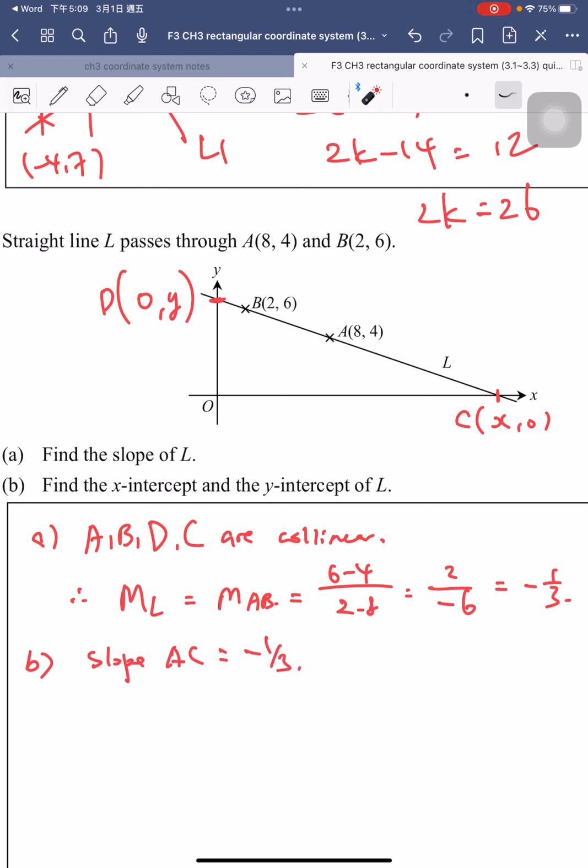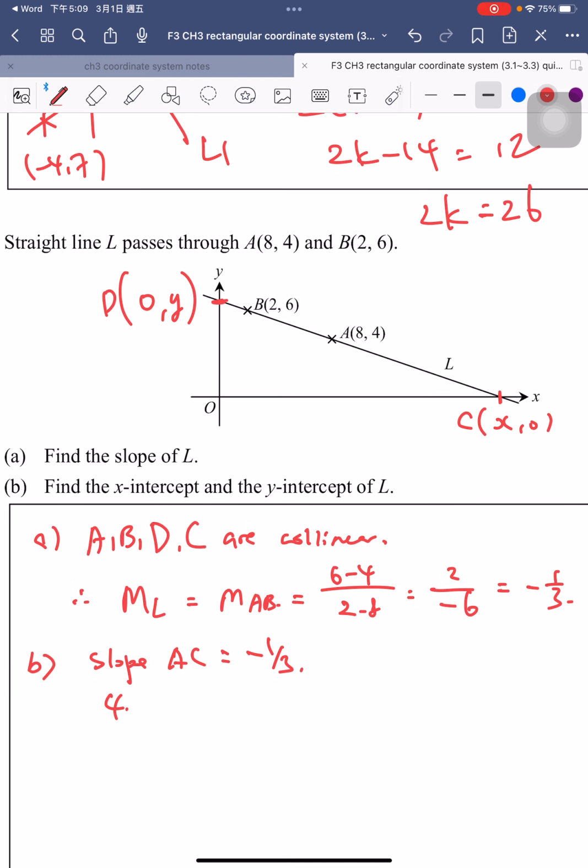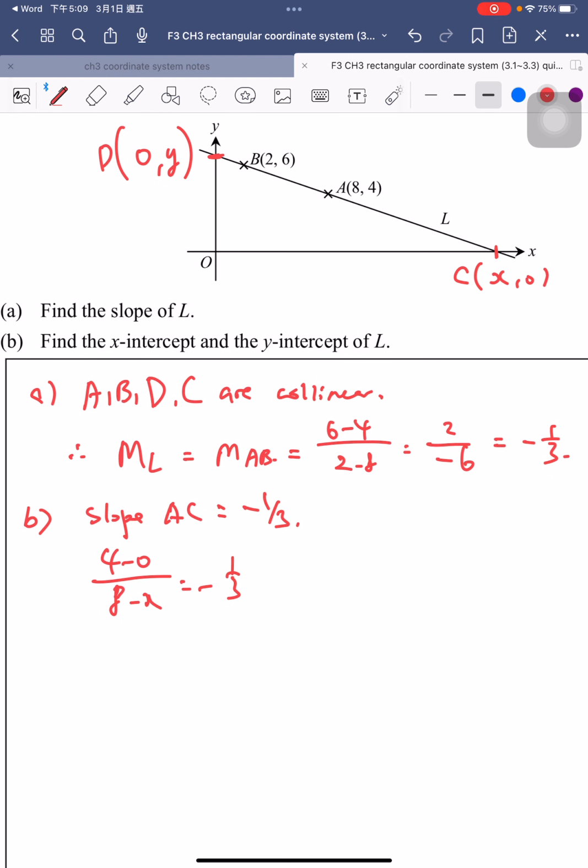So we can calculate the slope of AC. That's going to be the change of y divided by the change of x. So that's equal to 4 minus 0 divided by 8 minus x, which is equal to negative 1 over 3. Now, when we have a fraction on the left and a fraction on the right, we can just do the cross multiplication. So we use 4 times the negative 3, and we get negative 12. And then what we have left is 8 minus x times the 1. So 1 times 8 minus x, because 1 times anything just comes back to itself.